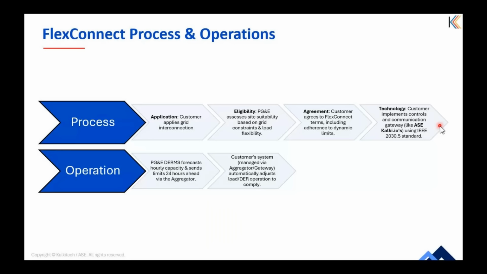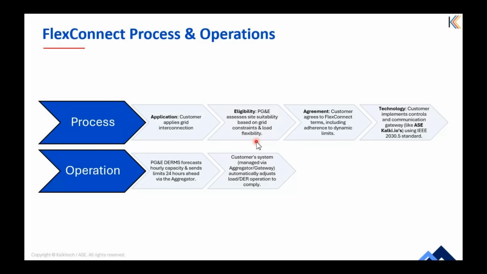On the next slide, we'll look at the FlexConnect process and the operations in simple terms. So this slide breaks it down into the initial enrollment process and the ongoing day-to-day operations. First, looking at the process, it naturally starts with an application step where the customer applies for grid interconnection for the project. Next, the eligibility step, where the utility assesses the specific site suitability.